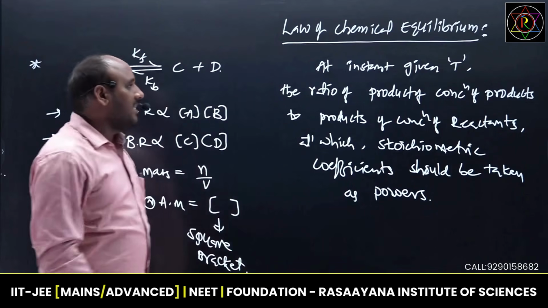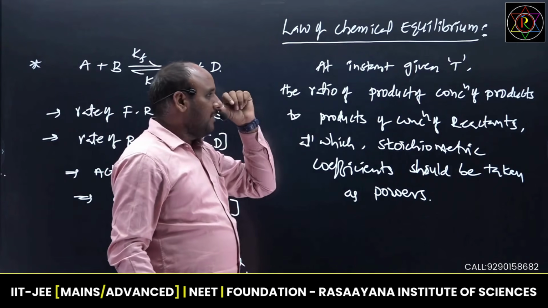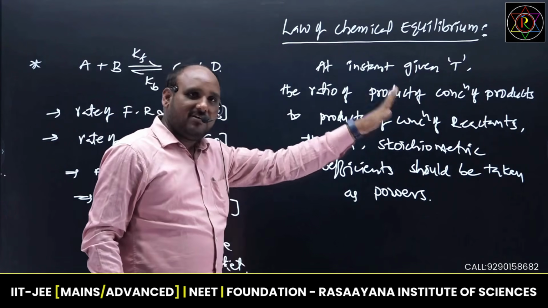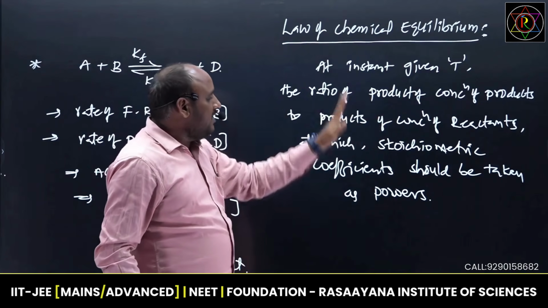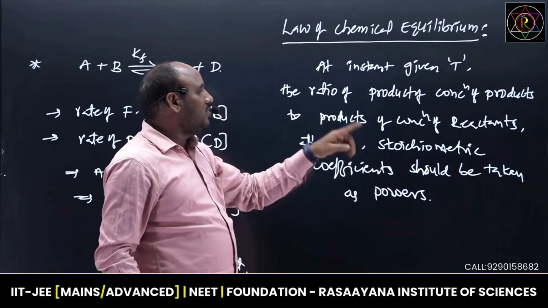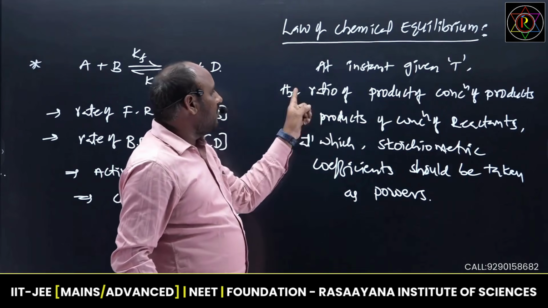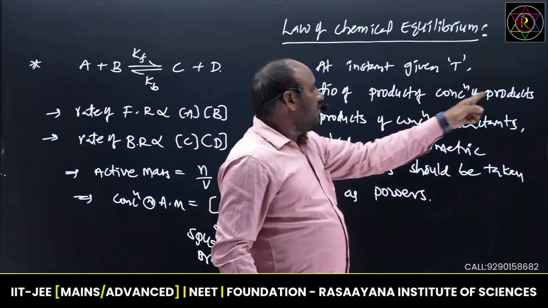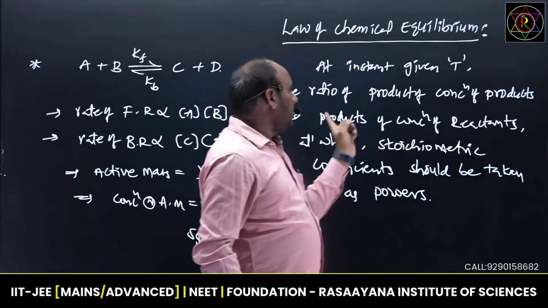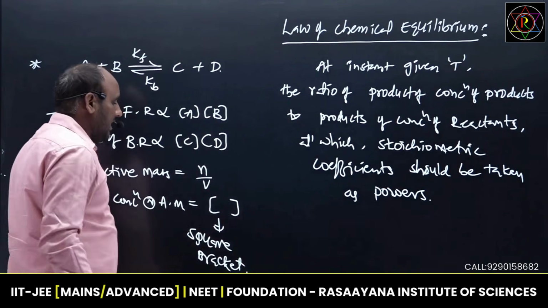Stoichiometric coefficients should be taken as powers. So this is known as the law of chemical equilibrium. For example, a general reaction will be carried out. What are the coefficients of reactants and products? Those coefficients can be considered as powers, and we are able to write the ratio, that is, the product of concentrations of products divided by the product of concentrations of reactants. That is known as the law of chemical equilibrium.